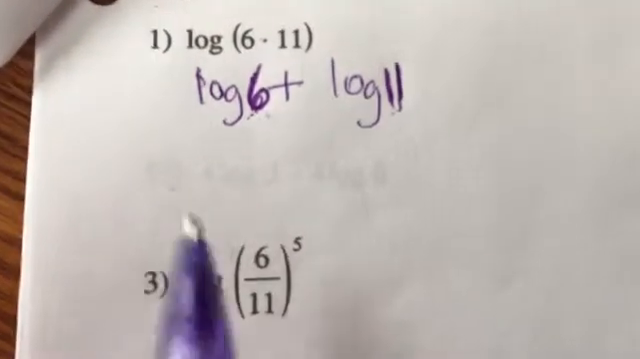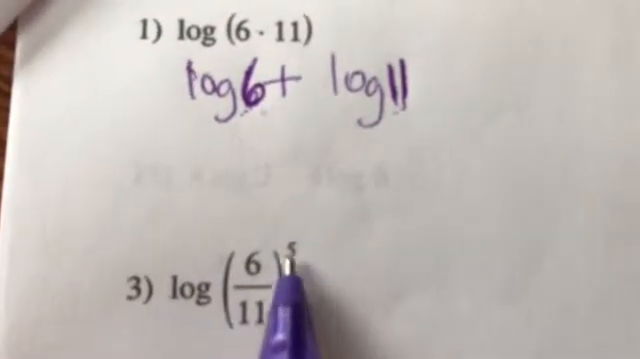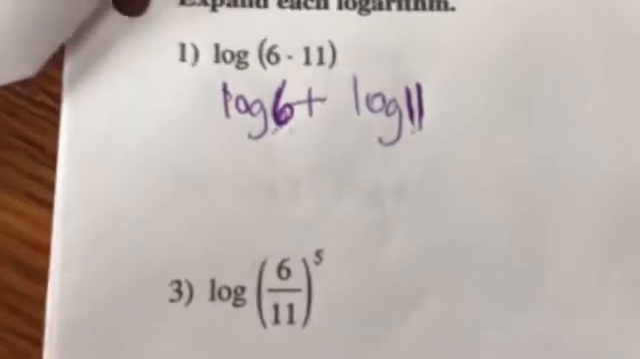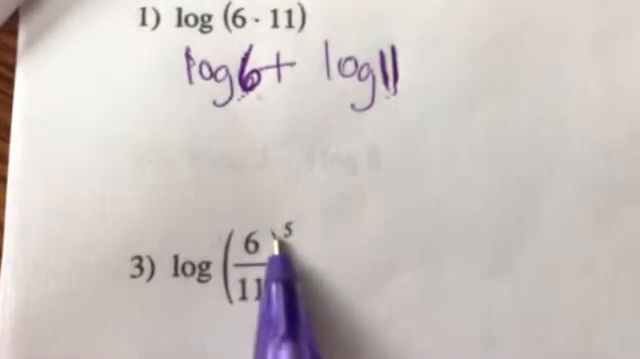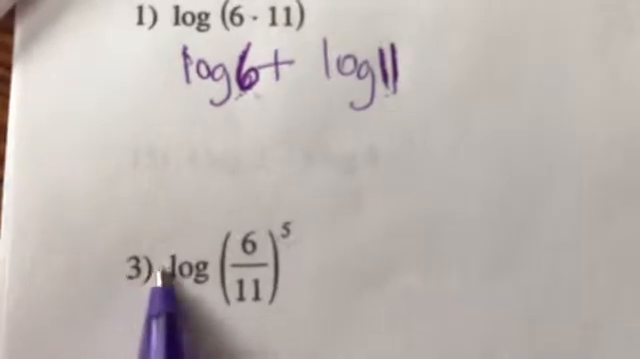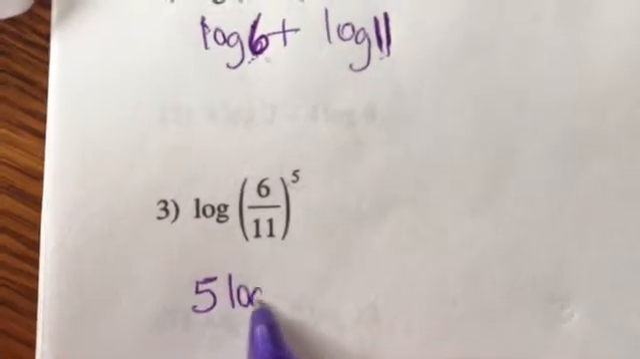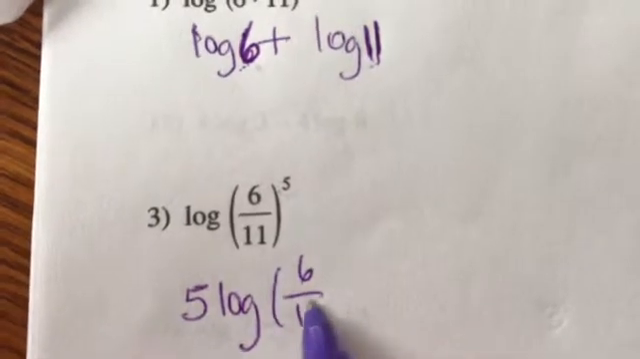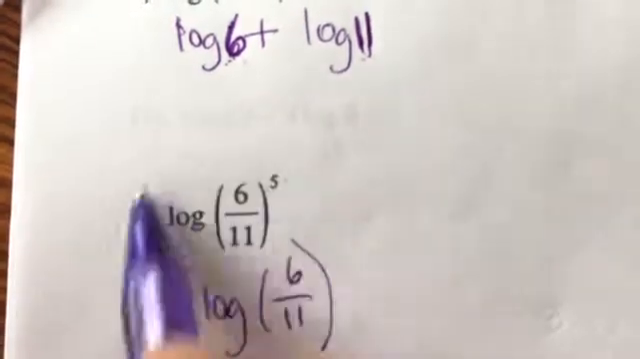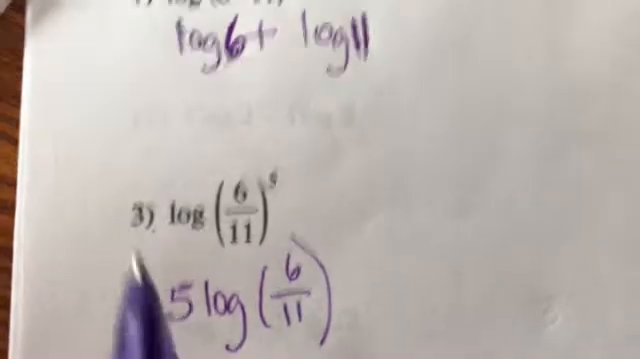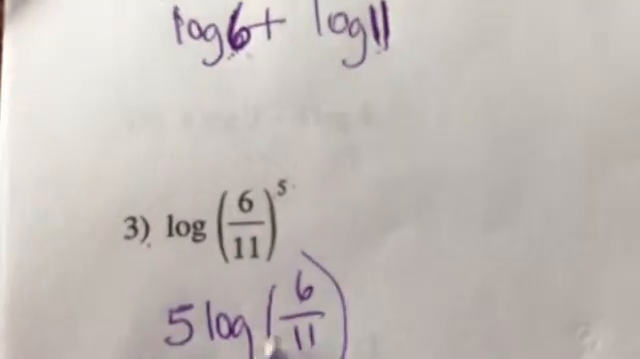All right, so look at this one. First of all, there's a little 5 right here, and I don't know if you remember this from last week, but when you have an exponent, you can bring this exponent down front. So the first thing I would probably do is write this 5 log of 6/11. That's the same thing. So bring your exponent down front. All right. And this is one way, and I'll show you another way to do it.